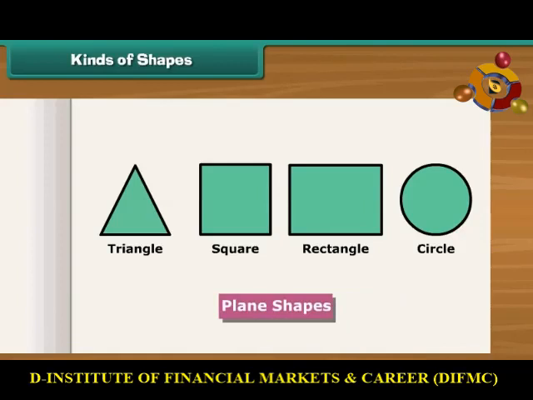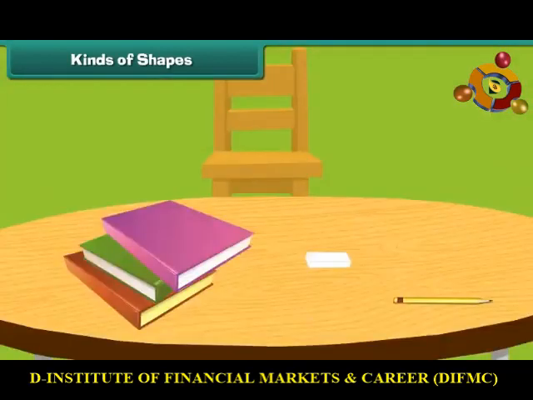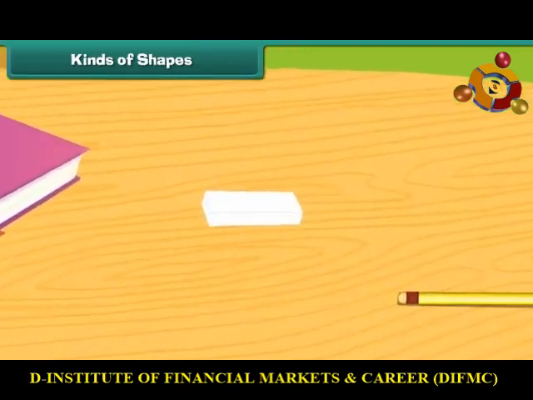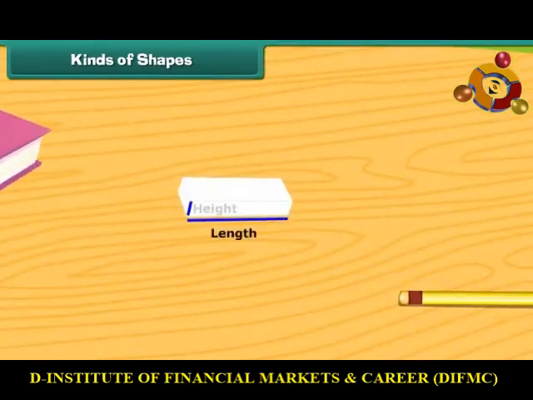Plane shapes are also known as 2D objects. Solid shapes are also known as 3D objects. All 3D objects have depth, which 2D objects do not have.